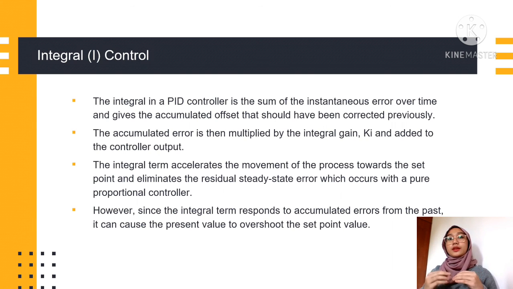the residual steady state error, which occurs with a pure proportional controller. However, since the integral term responds to accumulated error from the past, it can cause the present value to overshoot the set point value.